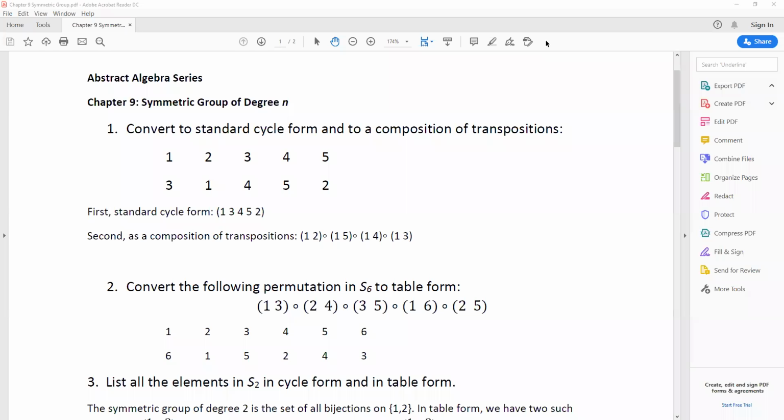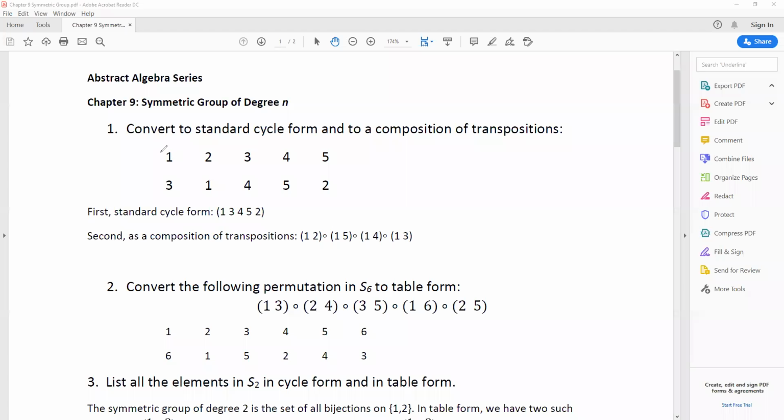Chapter 9 in the Abstract Algebra series is the symmetric group of degree n. And problem number 1 says to convert to standard cycle form and to a composition of transpositions the following table. So let's take a look at the table.